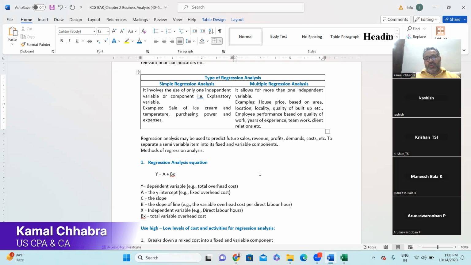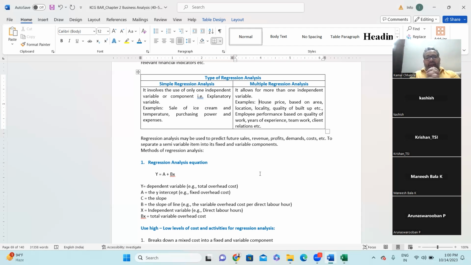So that is also called multiple regression analysis. Next time when your manager is evaluating, what will you say? Don't do too much multiple regression analysis. So regression analysis may be useful to predict future sales, revenue, profit, demand, cost, etc. It also helps to separate a semi-variable cost into fixed and variable components.